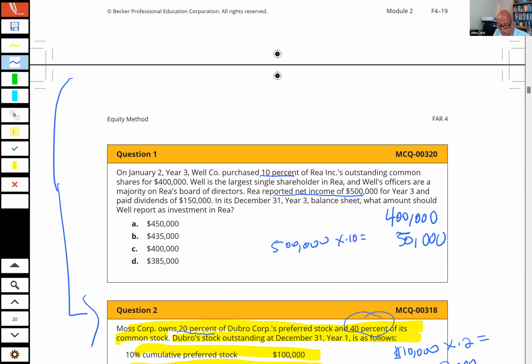And then we had this dividend of 150,000, times the 0.10, which means that we have to subtract that 15,000. And so that gives us the correct answer. What is it? 435,000. Choice B. And everybody got that.